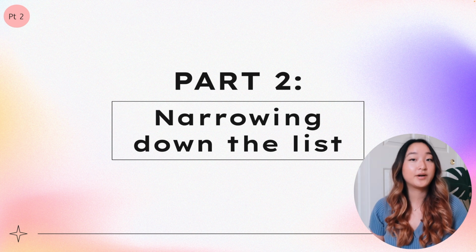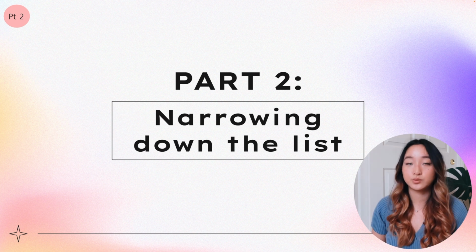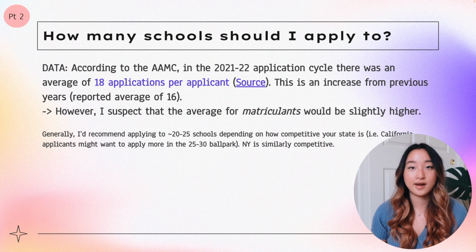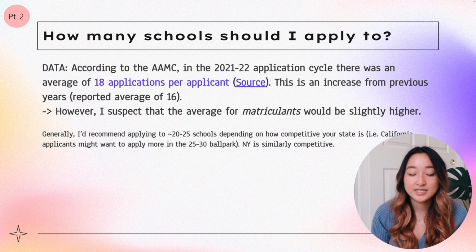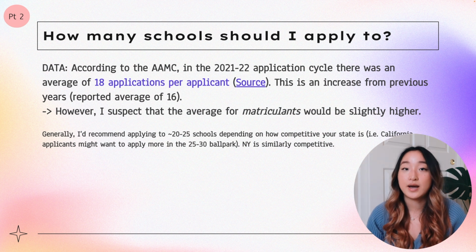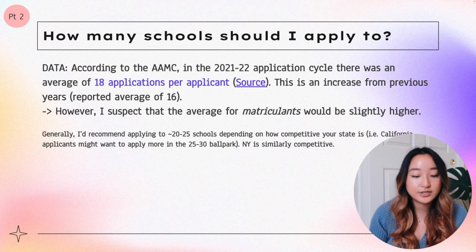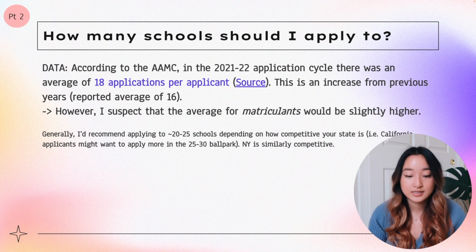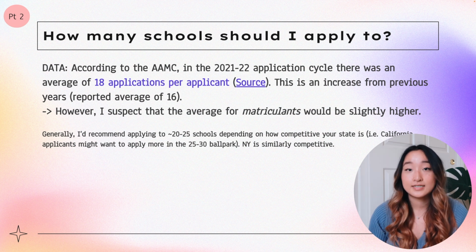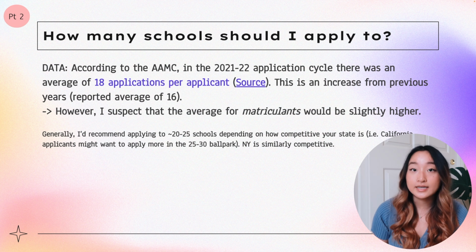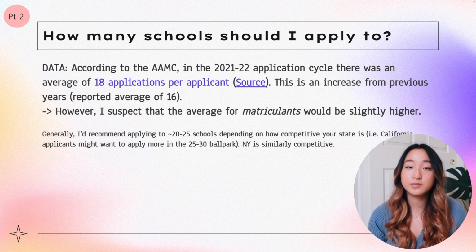Alright, now going into part 2 of the video, which is narrowing down your school list. A common question that you might have is, how many schools should I apply to in total? According to the AMC, in the 2021 to 22 application cycle, there was an average of 18 applications per applicant. This is an increase from previous cycles where the average was reported to be 16. However, I suspect that the average for matriculants would actually be slightly higher. So I would take this to mean that at minimum, you should be applying to around 18 to 20 schools.